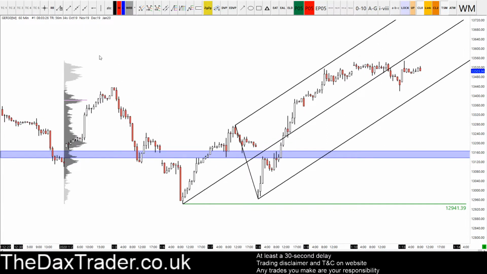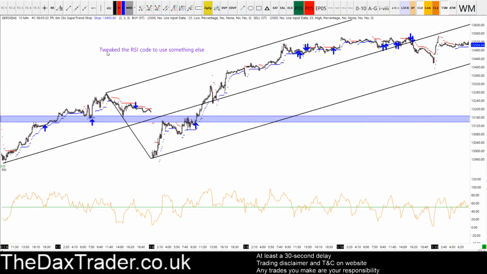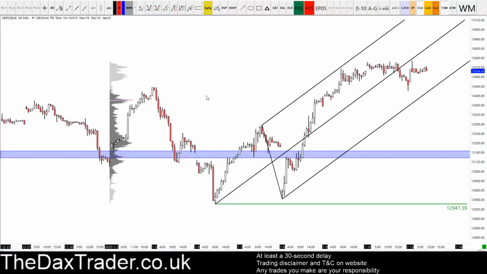We've got the 60-minute chart here in front. I'm going to take a look at the strategy that we started coding together, which was this one here. And I've made a bit of an edit to that, so I'll talk you through that. We'll take a look at the key levels for today and also a new page that I've built on the website. All right, let's jump in.